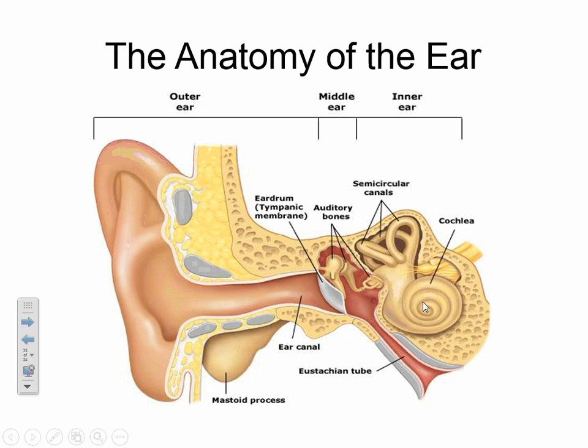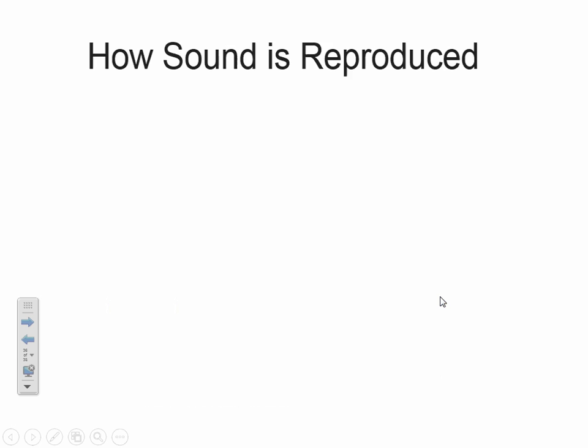And we'll talk about how this works in class a little bit more. But the big thing is you have three parts: outer ear, middle ear, inner ear. In your middle ear, you have your eardrum and your three auditory bones, the hammer, the stirrup, and the anvil, which are the three smallest bones in the human body, by the way. And then you get to your inner ear, and your cochlea is really responsible for your ability to hear. So there we go.